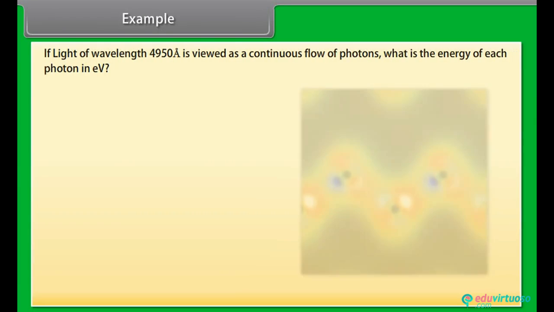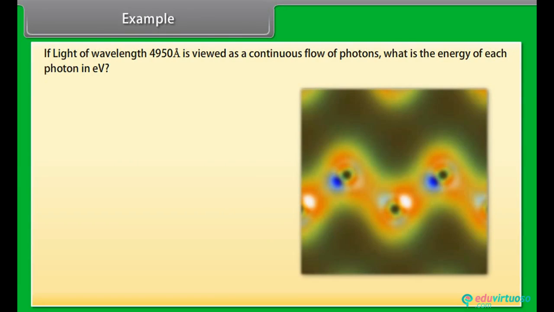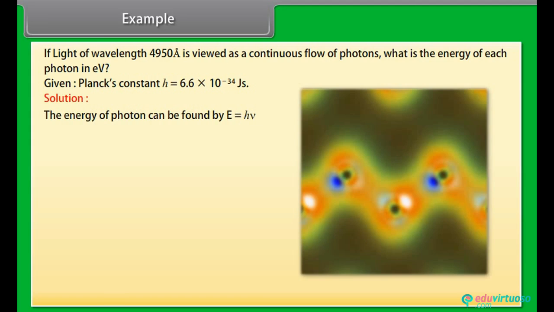Example: if light of wavelength 4950 angstrom is viewed as a continuous flow of photons, what is the energy of each photon in eV? Given Planck's constant h as 6.6 × 10^-34 joule second. Solution: the energy of a photon can be found by E equals hν, E equals hc by lambda; name it as equation 1. c is the speed of light, which is 3 × 10^8 meter per second.